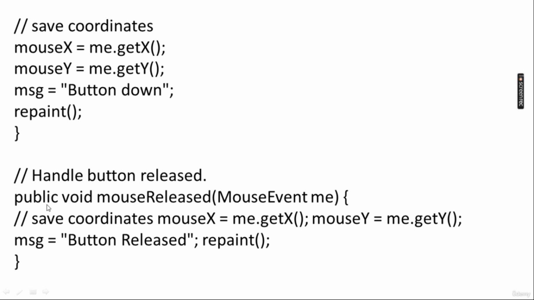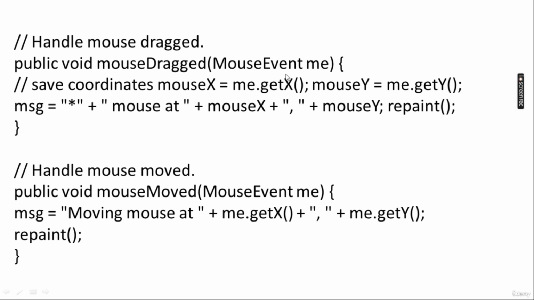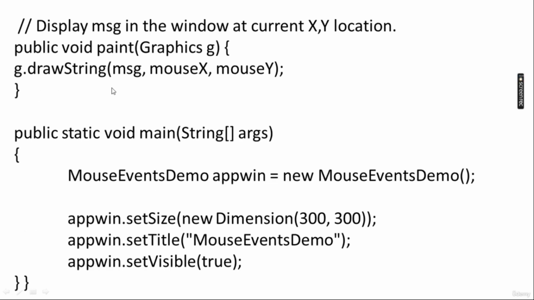Then handle button released. public void mouseReleased, MouseEvent me. Save coordinates. So when released, the X and Y coordinates are saved: mouseX, mouseY. The message is equal to "button release", then repaint. Then mouseDragged, MouseEvent me. Save the X and Y coordinates, and the message is "*" at mouseX and mouseY, that is, the X coordinate plus the Y coordinate, and call repaint. mouseMoved: me is the object, get the X coordinate, get the Y coordinate, then call repaint.